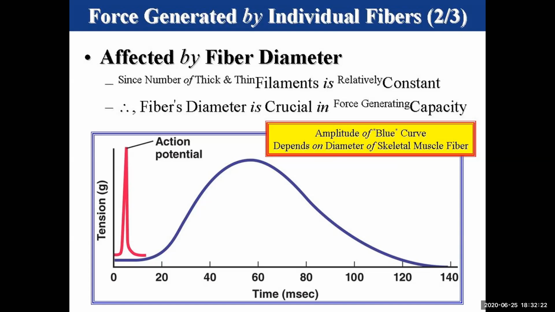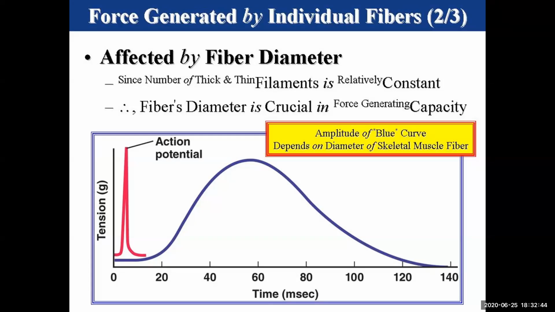So, force generated by individual fibers, the second factor is the diameter of the cell, the diameter of each skeletal muscle fiber. It dictates the tension that a skeletal muscle fiber, a skeletal muscle cell, can generate. The larger the diameter, the stronger the generated tension. The smaller, the more slender the skeletal muscle fiber, the weaker the tension being generated.